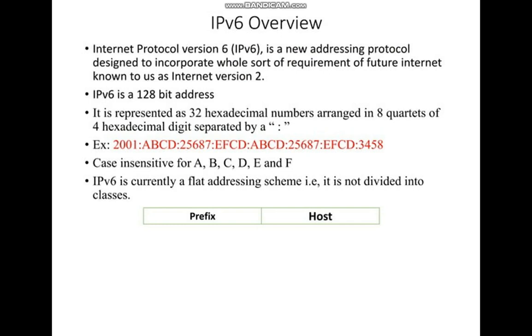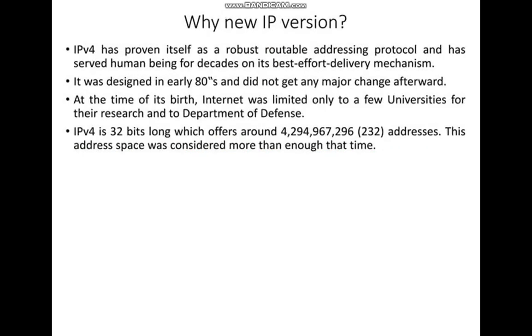It is represented by 32 hexadecimal numbers arranged in 8 quarters of 4 hexadecimal digits each. It is case sensitive for A, B, C, D, E and F. IP version 6 is currently a floating address scheme, that is, it is not divided into classes. Here we have only prefix and host.